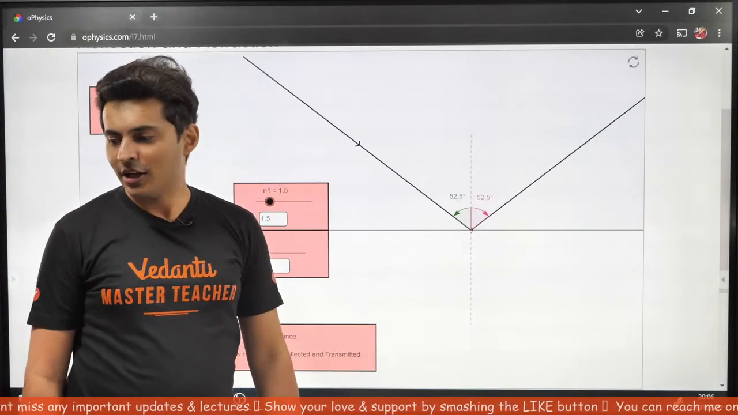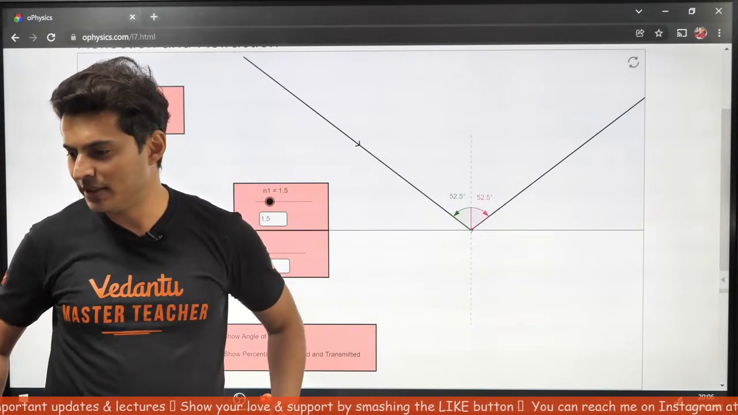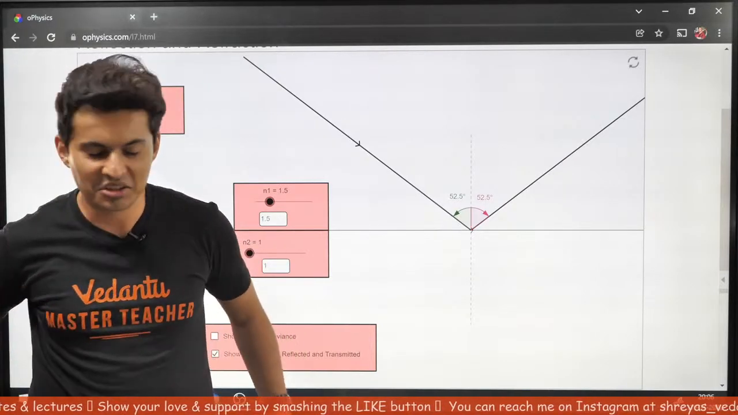Yes, Chalakuti critical angle. Oops, why is it called Chalakuti? What is the meaning of Chalakuti? Is it something? I don't know.